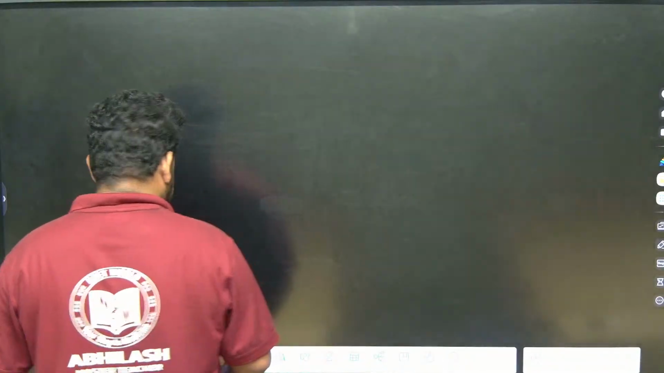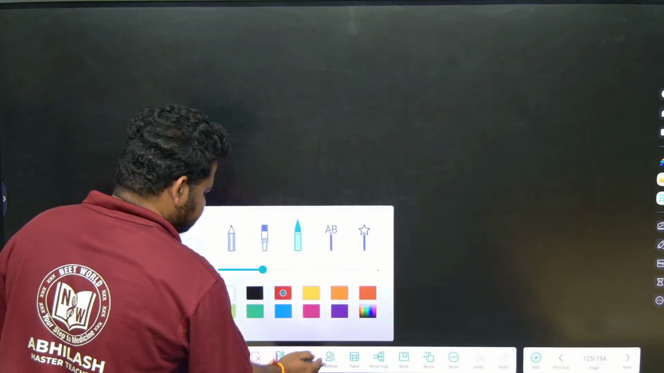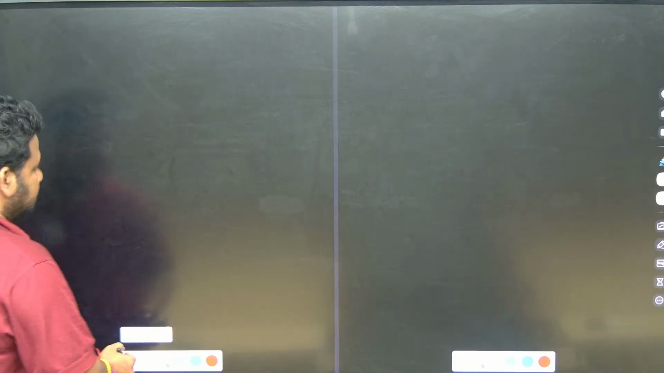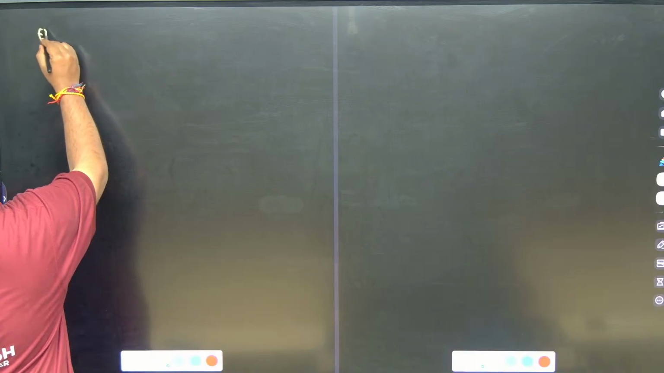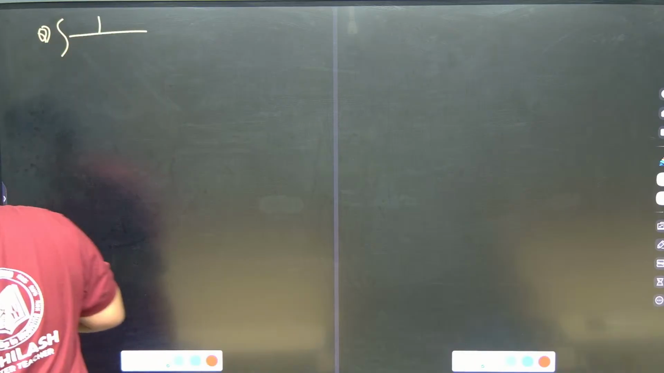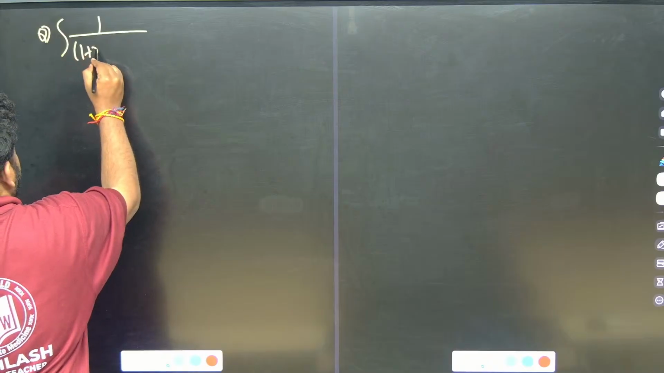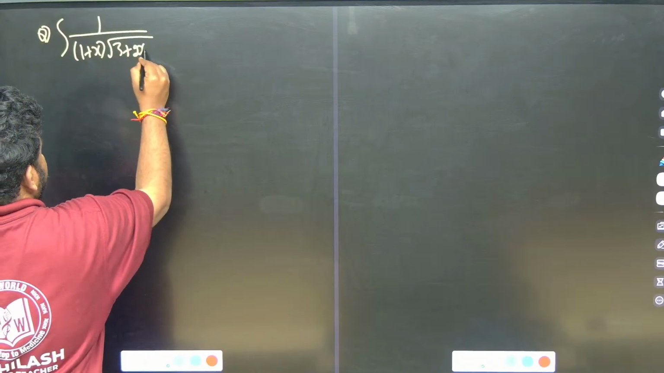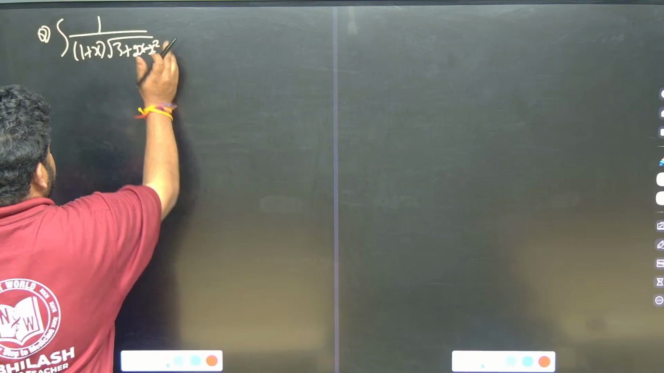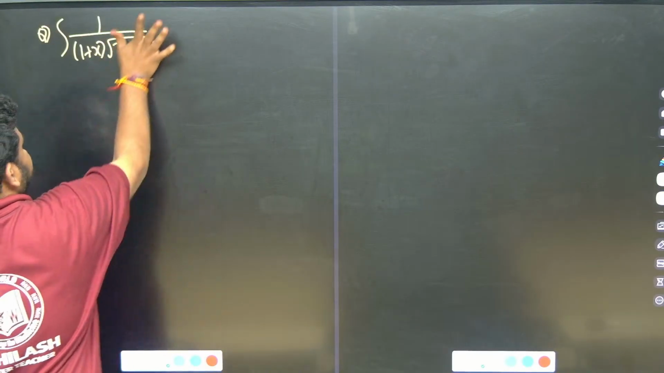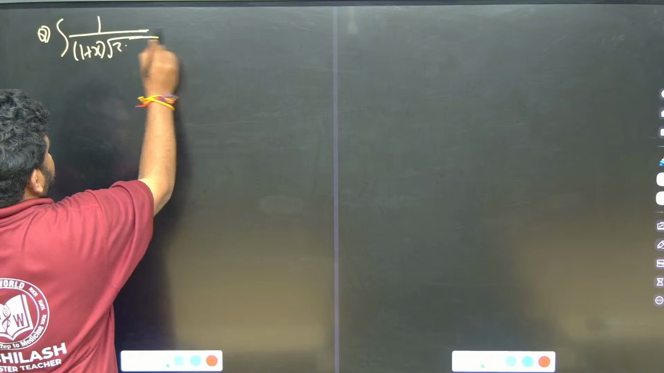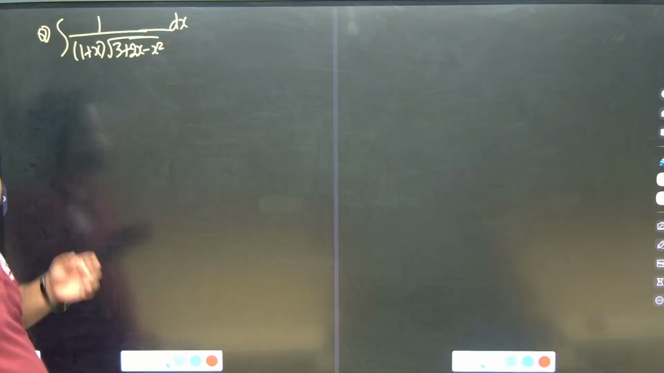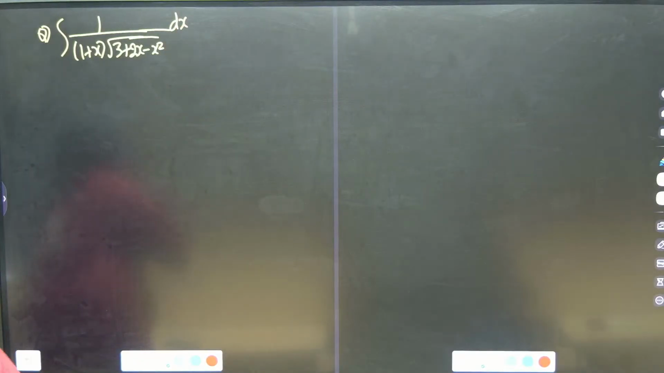So see here, if we talk about this question, observe carefully. You have to be very patient when solving this question. The question that is given is: integral of 1 by, 1 plus x into square root of 3 plus 2x minus x square dx. This is the question, friends.